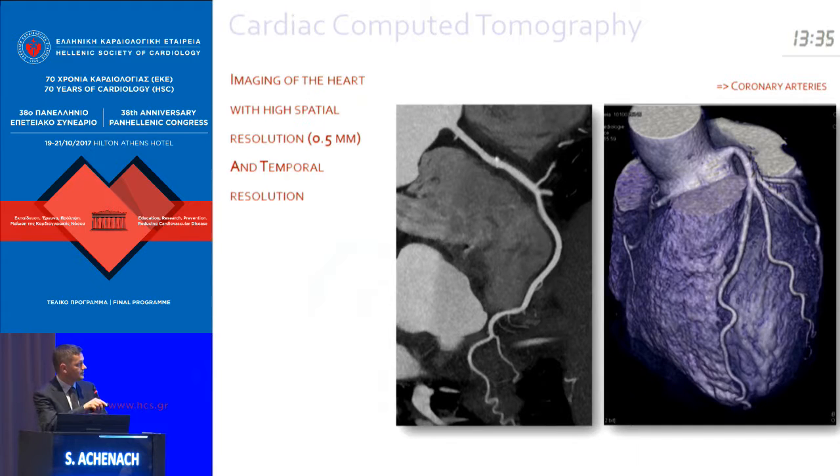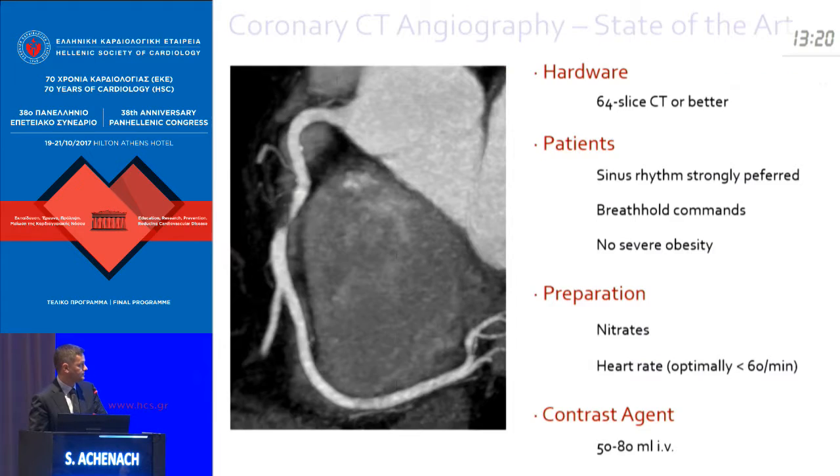Here you can see examples of a three-dimensional reconstruction and, more informative, a two-dimensional display of the coronary arteries that gives you a feeling for how accurately CT can visualize the coronary artery system when modern systems of CT are being used. There are some prerequisites.